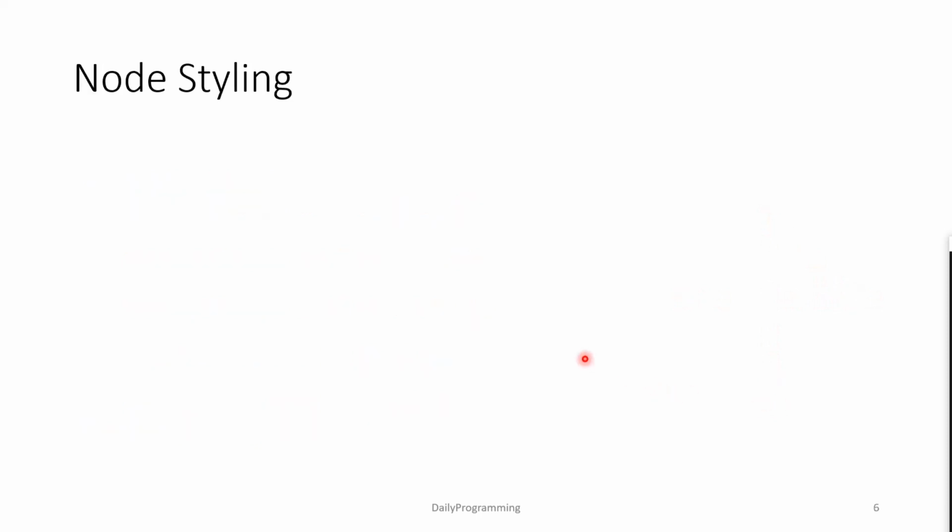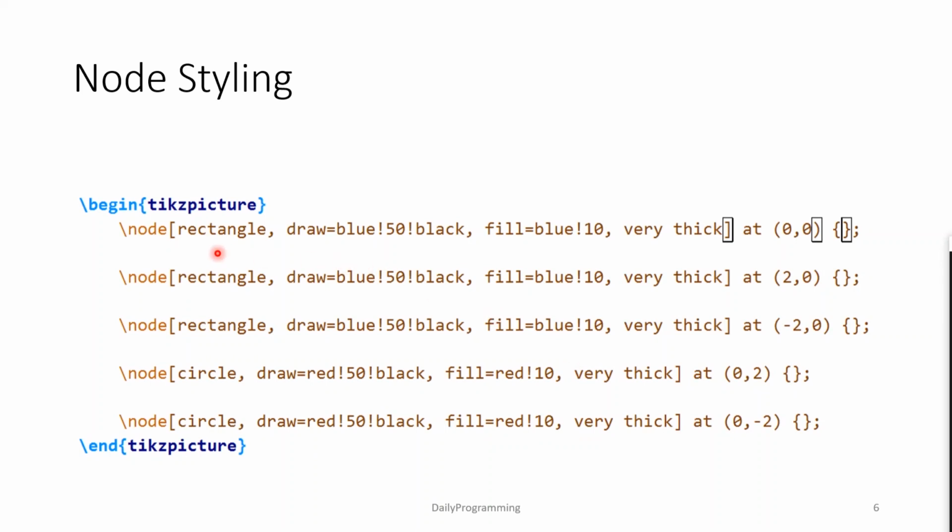Let's style each node. Write the styling in the node options: \node options rectangle, draw color, fill color and thickness. Similarly, write all the styling to each node. So the colors will look like this. This is blue color and it has light red color and dark blue color.